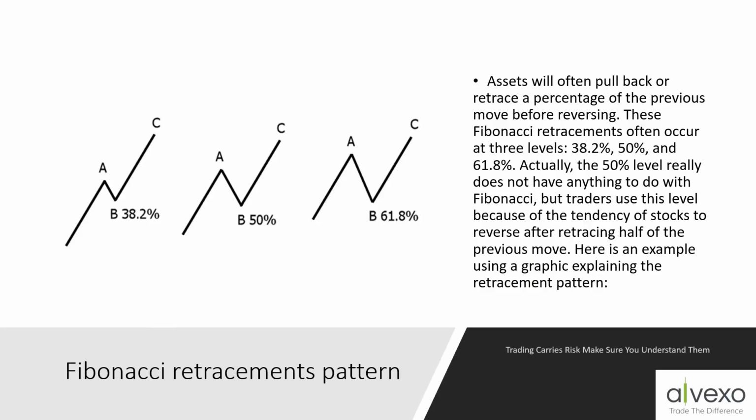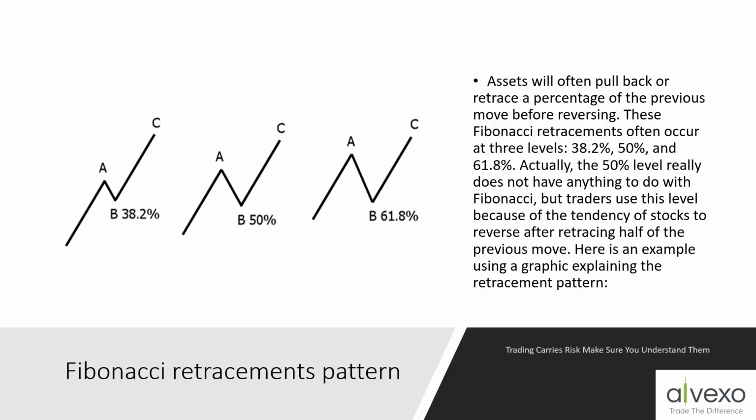And part of that universe is the financial markets and prices on charts. So we see these Fibonacci retracements in price movements, as well as we see it in outer space or the distance between our nose, ears, and mouth. So an asset will often pull back or retrace a percentage of its previous move before reversing. These Fibonacci retracements often occur at the levels of 38.2, 50%, and 61.8.